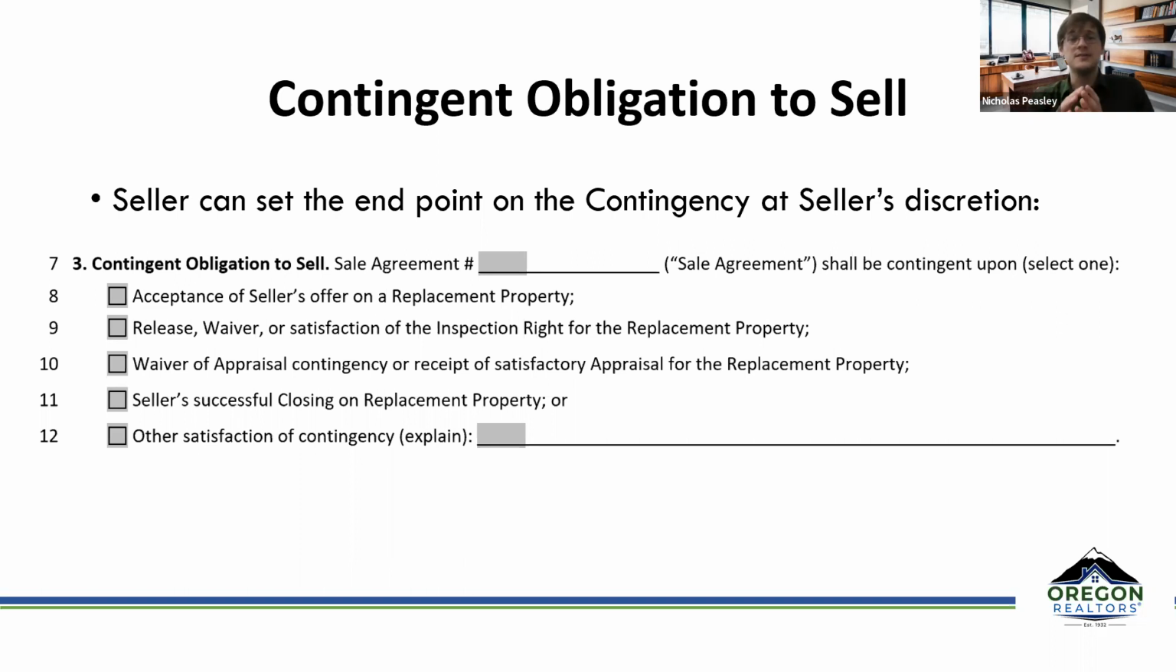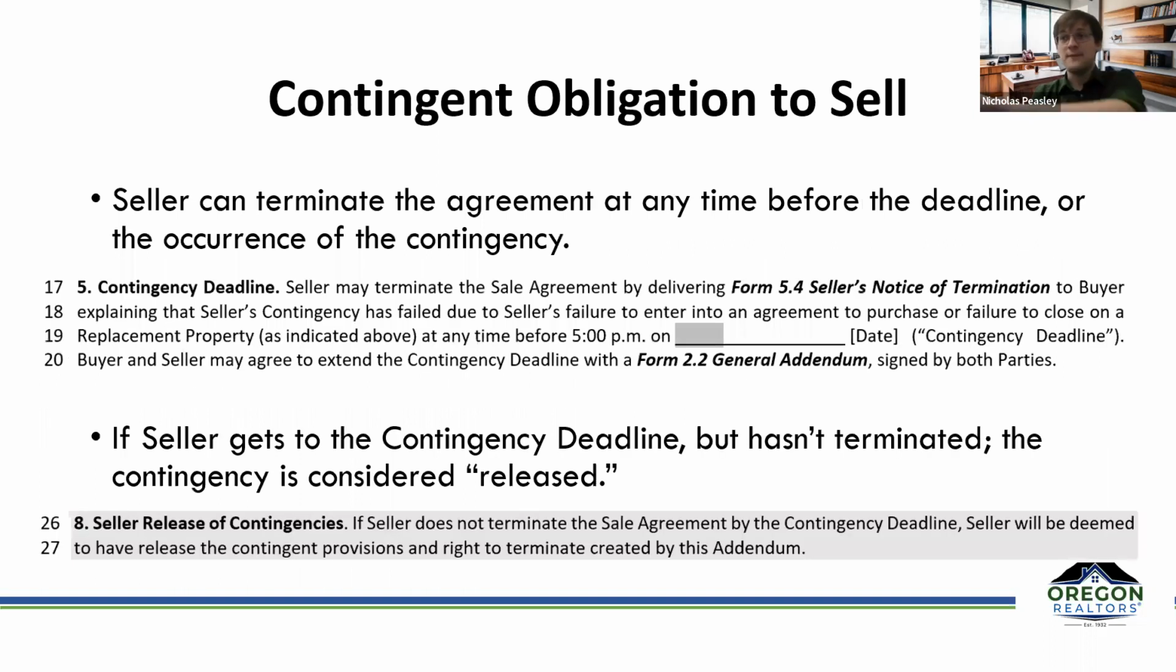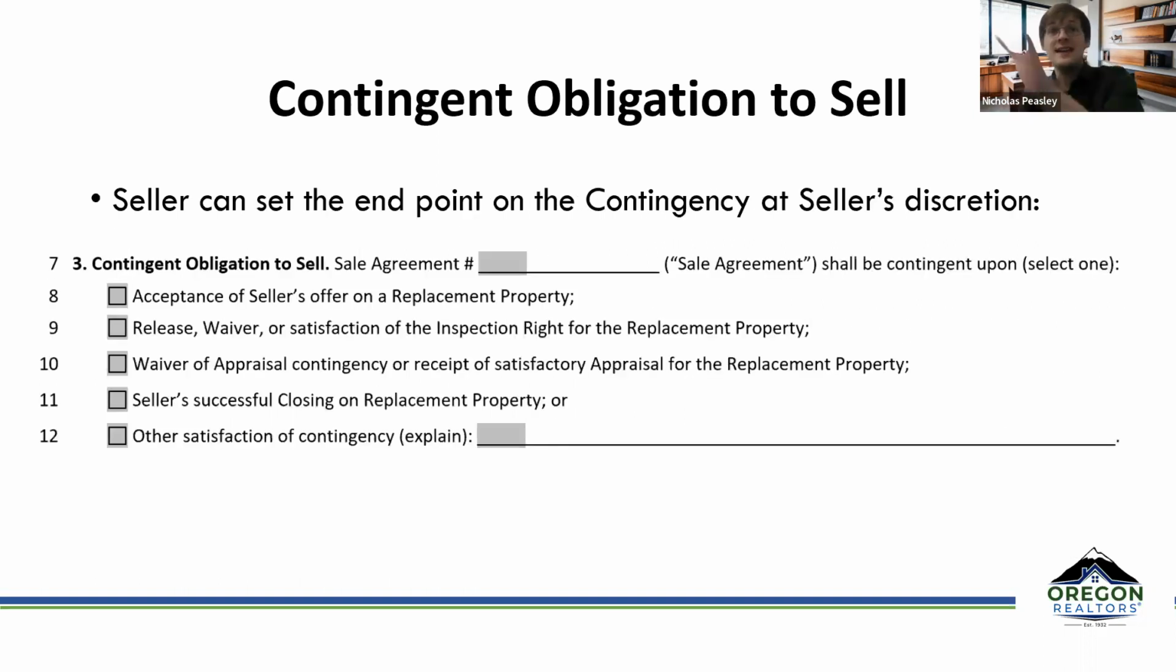This essentially allows you to say, when this point hits, my right is gone. Even if we're several days before the contingency deadline, if I do this thing, I have successfully closed the replacement property, the right is over. If it's acceptance of the seller's offer on a replacement property and the seller just thinks that it's going to go great, then that is what it is.